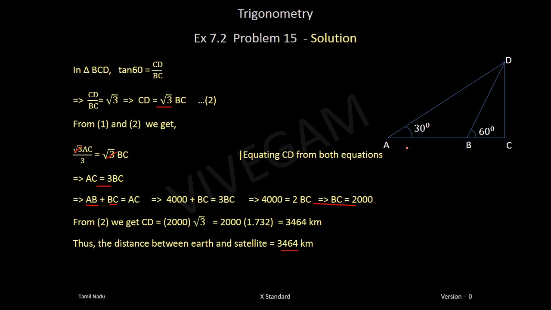Next, you already have one more relationship, which is AB plus BC equal to AC, and we know AB is 4000. So use that and get one more relationship. Solve these two relationships or equations, you will be able to get BC. Once you get BC, you will be able to get CD using equation 2. Okay, so that is how this problem is to be solved.